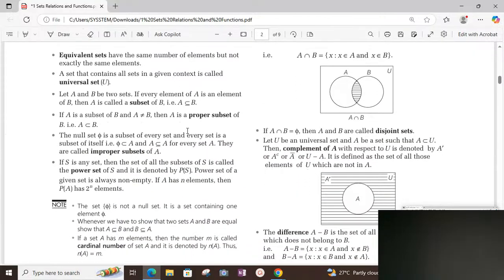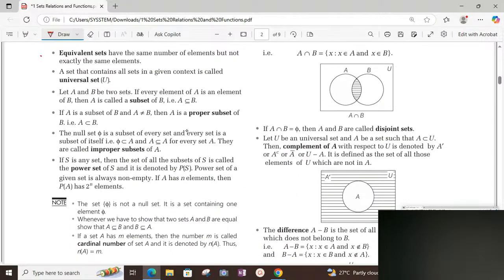Let's see the equivalent set. Equivalent sets have exactly the same elements. If two sets have exactly the same elements, then we say this is an equivalent set. Let's see the universal set. A set that contains all sets in a given context is called the universal set. It is generally denoted by the capital letter U.